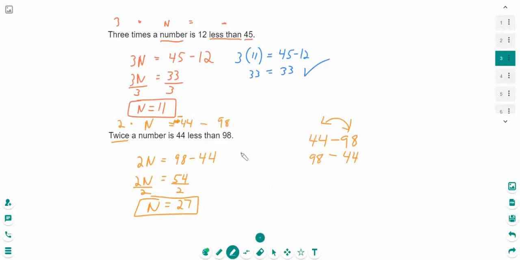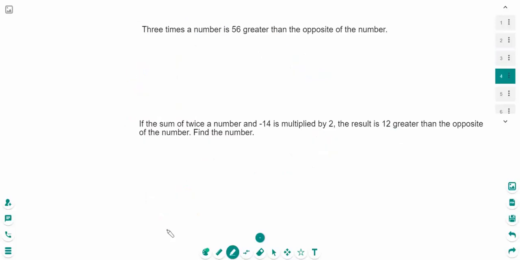So if we replace the n with the 27, we have 2 times 27 equals 98 minus 44. 98 minus 44 was the 54. And 2 times 27, well, if you don't want to do it in your head, you could write it off to the side, right? Which is going to be 54. So 54 does equal 54. We know we have a good solution. All right? Excellent. Let's try another one here.